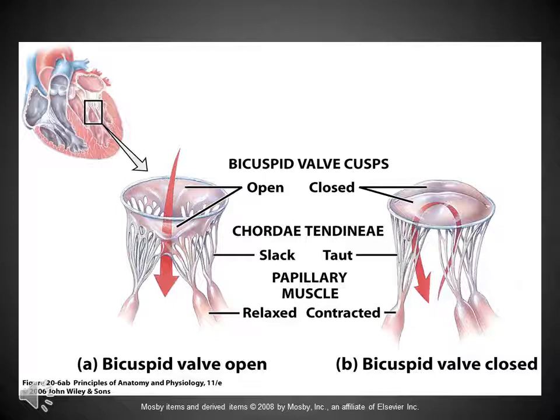Constriction of the papillary muscles and relaxing is going to help open and close the valves. Also, pressures within the various chambers are going to open and close the valves to ensure one-way blood circulation through the heart.